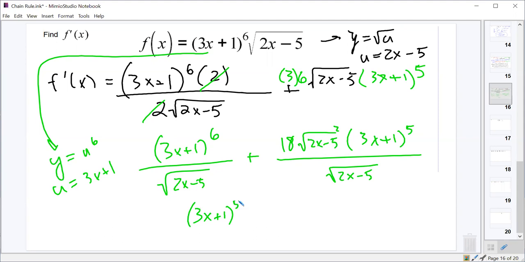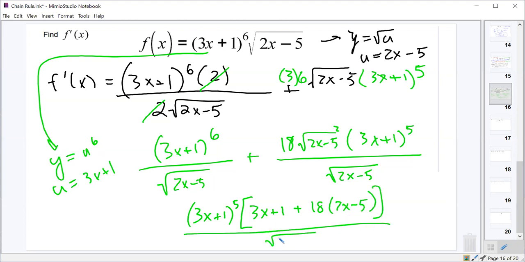So we could write this as (3x plus 1) to the 5th times (3x plus 1) plus 18 times (2x minus 5) all over root (2x minus 5). And what would that give us in the end?